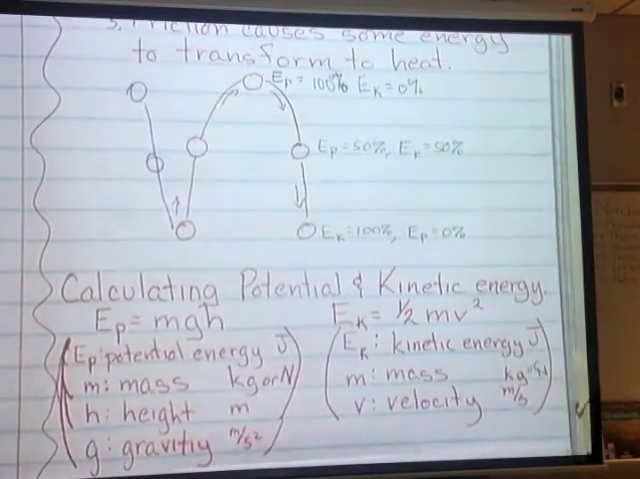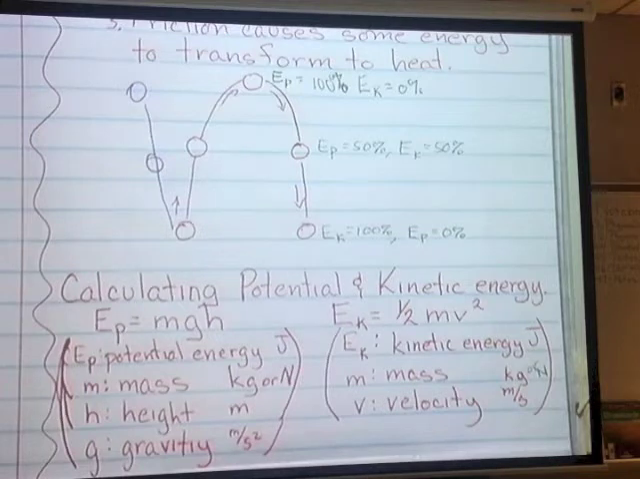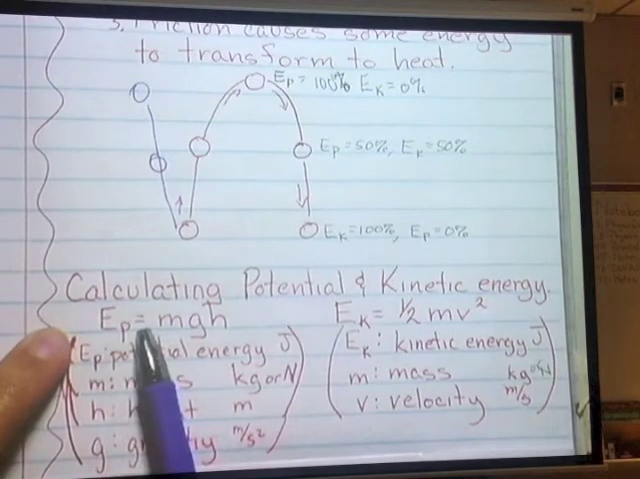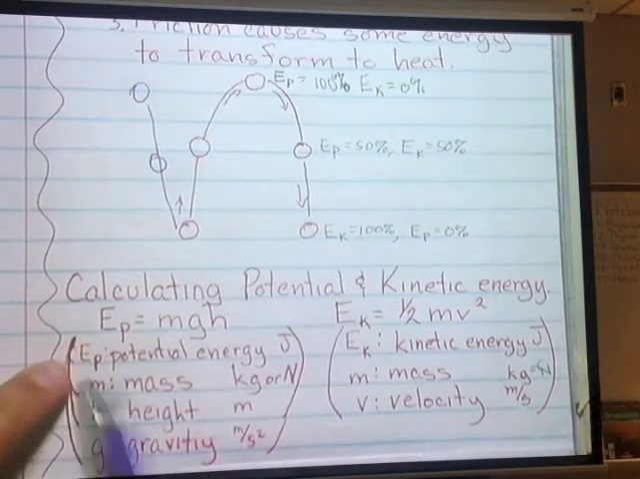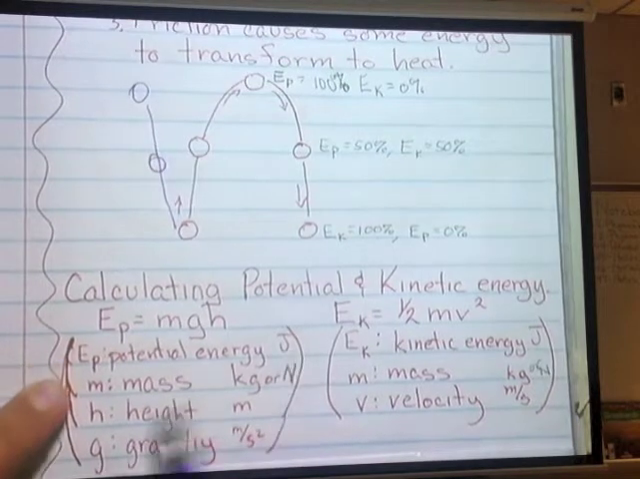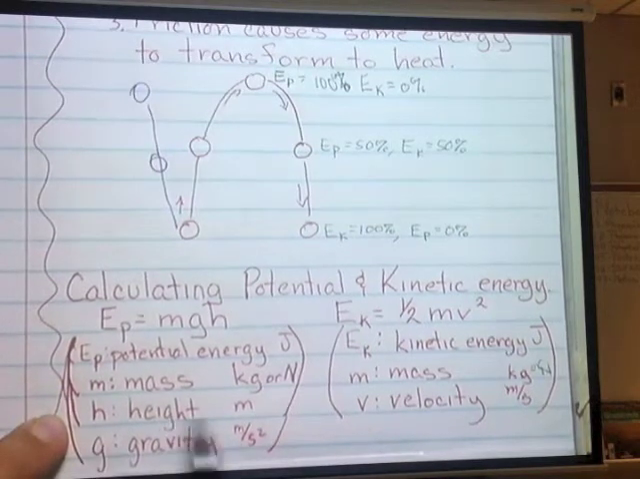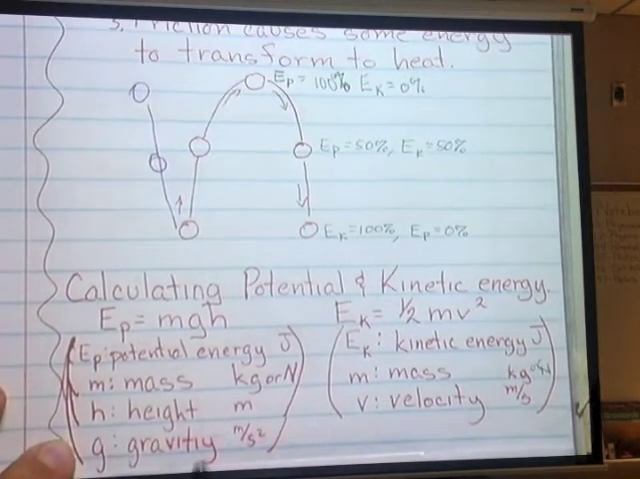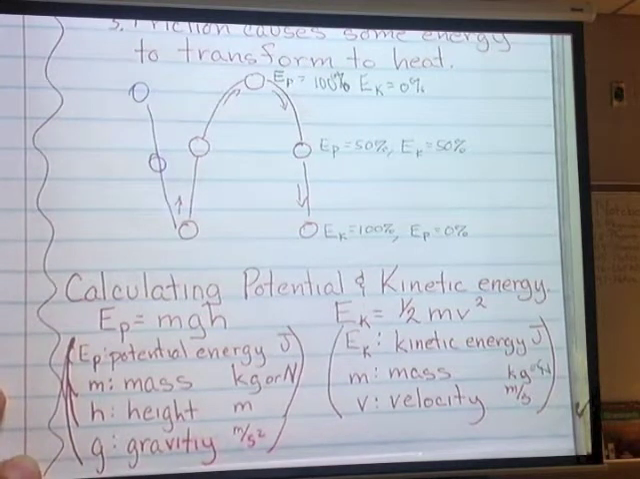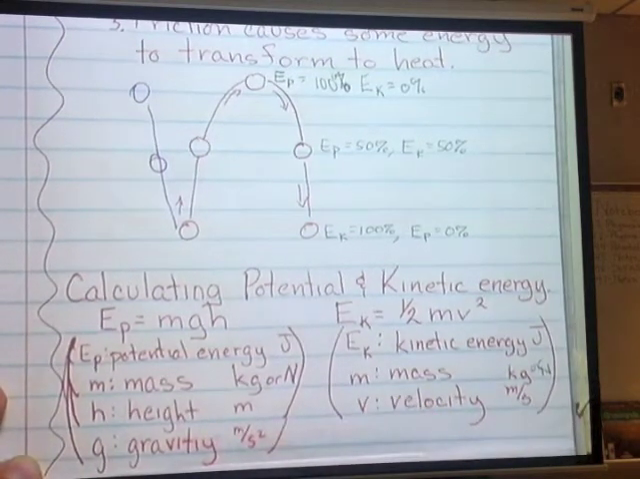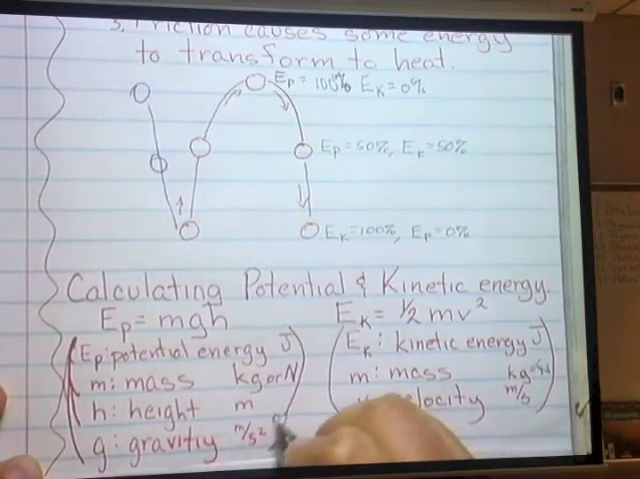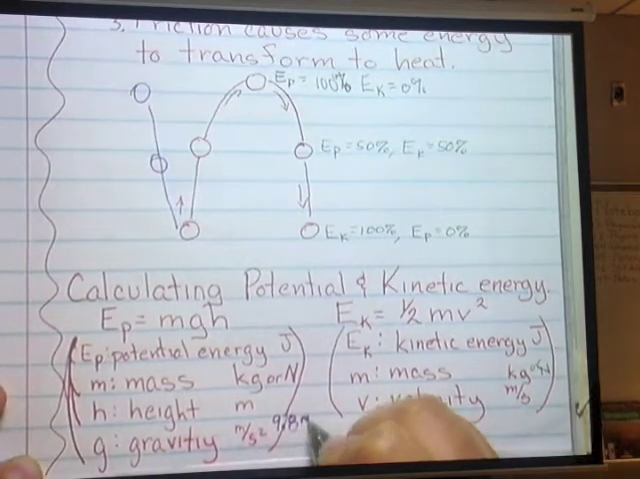So we are going to use these two formulas: the potential energy formula and the kinetic energy formula. Just to review, the potential energy formula is mgh. EP is potential energy, our unit for that is joules. M is mass, our unit is kilograms or newtons. H is height, which is in meters. G is gravity, which is meters per second squared, and actually is a constant because we're always going to talk about gravity on Earth. So it's 9.8 meters per second squared.